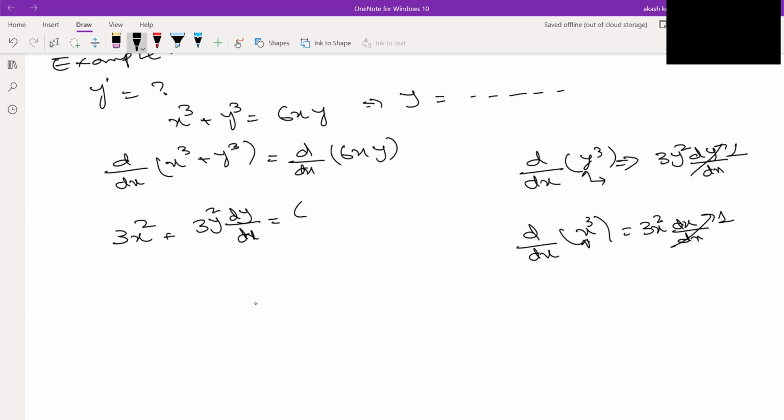Okay, now taking the 6 common, that's a constant term, d over dx of x into y. Now there are two functions, x and y, both multiplying, so we'll be applying the product rule.